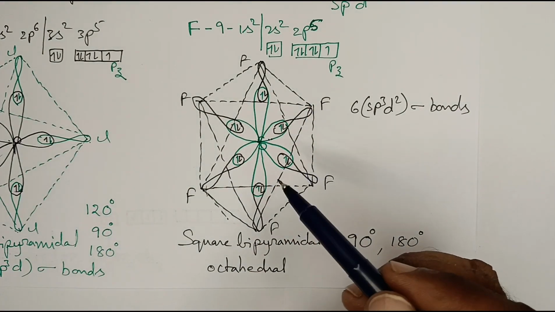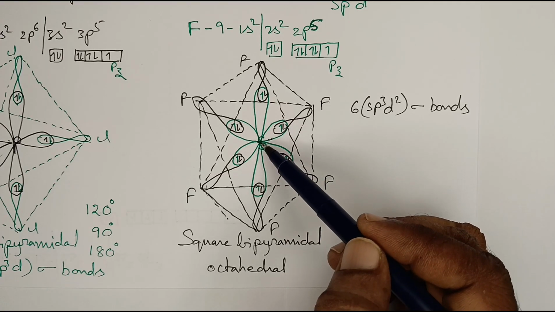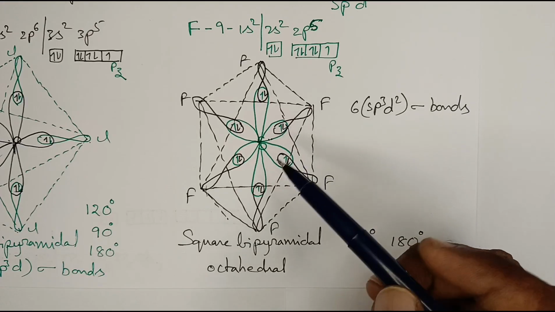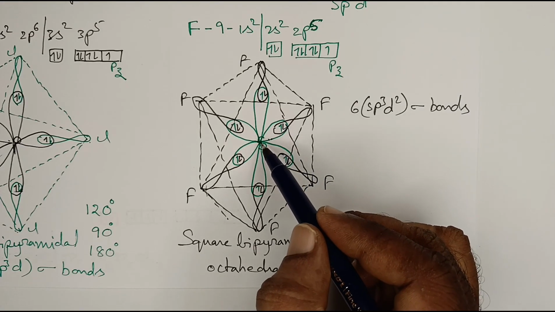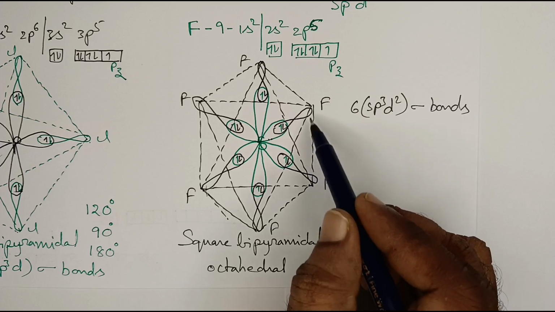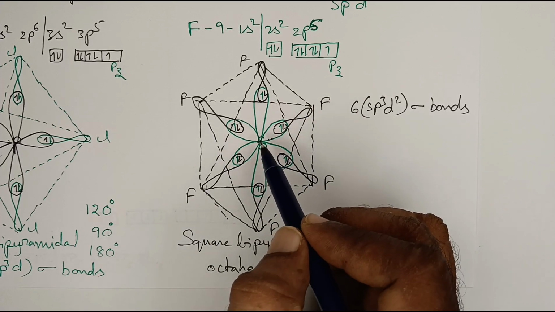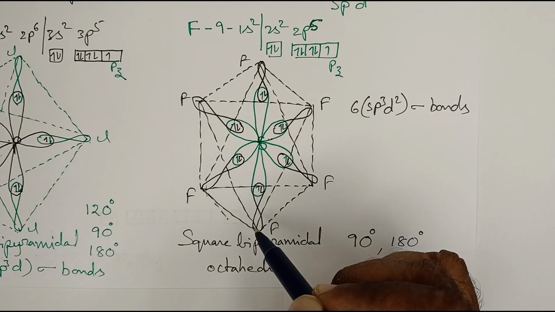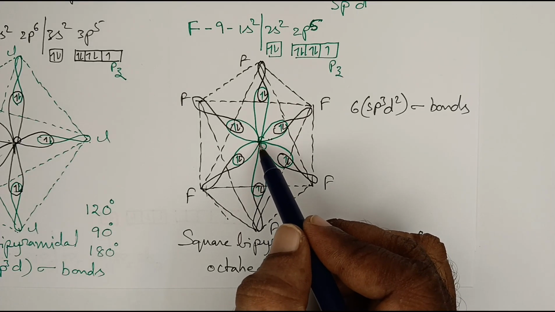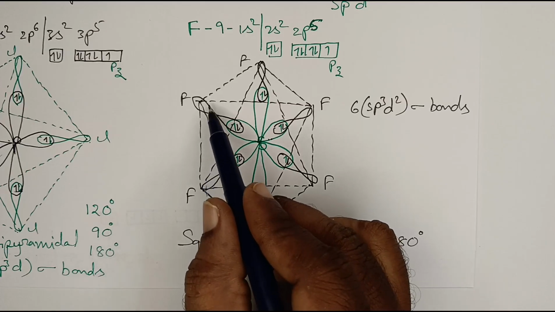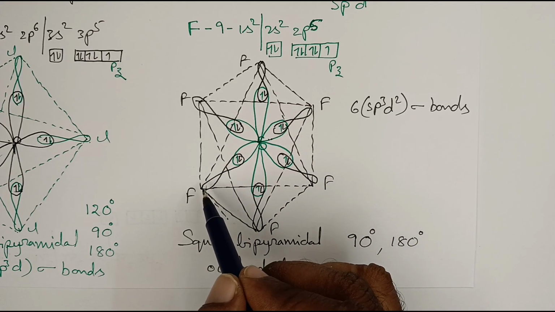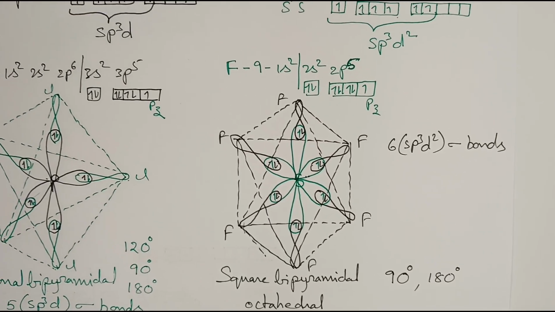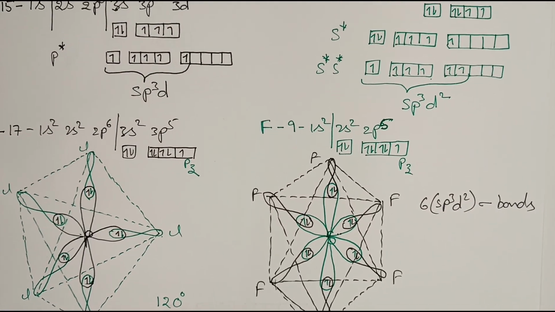Here also the bond lengths of sulfur and fluorine in the axial position are greater than that of the bond lengths of sulfur and fluorine in the equatorial position. So these are the two examples of sp3d hybridization and sp3d2 hybridization.